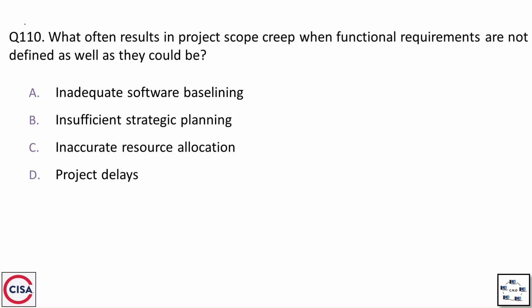Question number 110. What often results in a project scope creep when functional requirements are not defined as well as they could be? Option A, inadequate software baselining. Option B, insufficient strategic planning. Option C, inaccurate resource allocation. And option D, project delays. And the correct option is option A, inadequate software baselining.